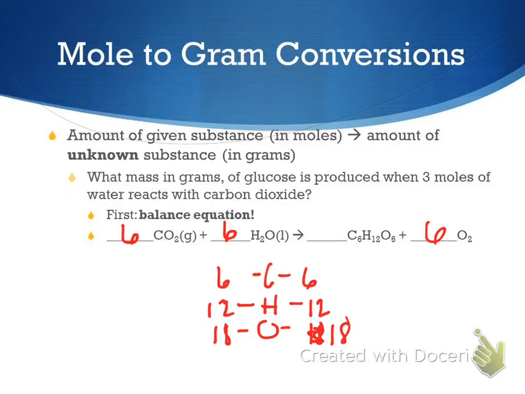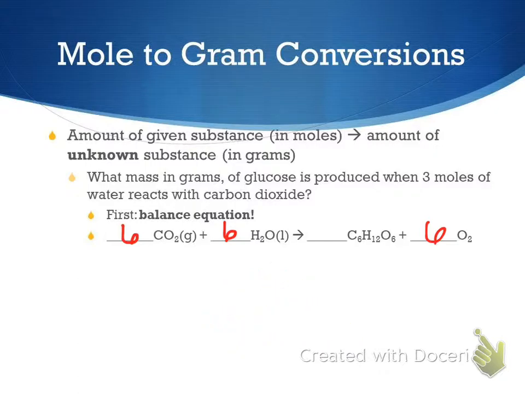Okay, how many, I guess it's asking it a little differently. What mass in grams of glucose is produced when 3 moles of water reacts with carbon dioxide? Okay, so that means we start with 3 moles of water, and we want to know how many grams. Whenever it asks for mass, that means we're going to grams, right? What mass of glucose is produced when 3 moles of water reacts with carbon dioxide?